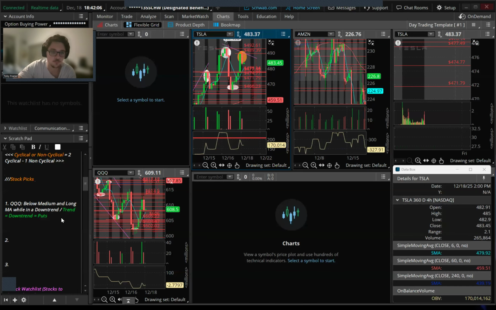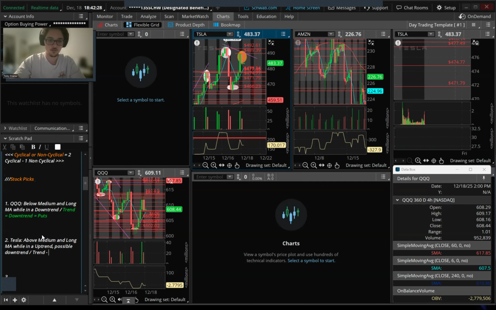All right. So on Tesla, above medium and long MA while in an uptrend, possible downtrend. Trend equals uptrend, which equals calls.